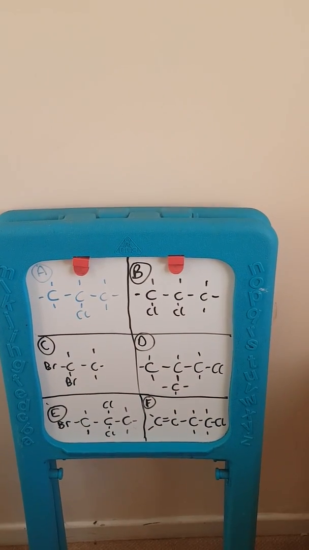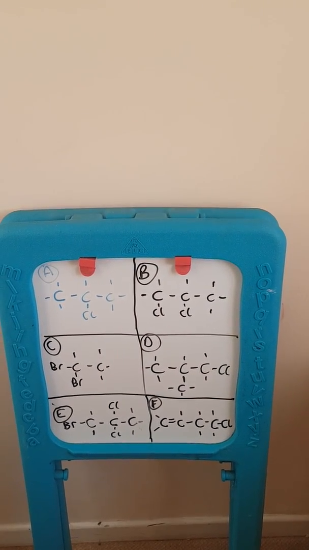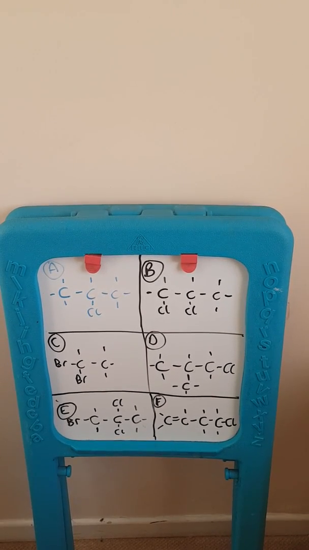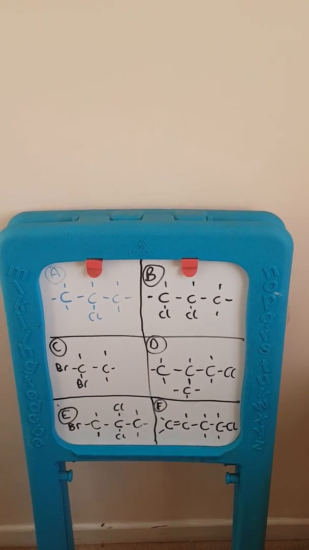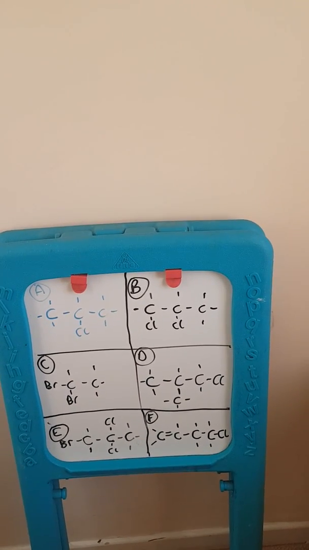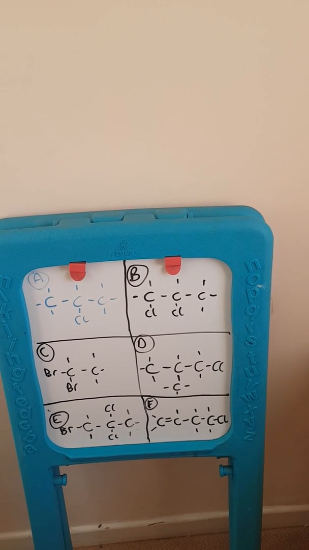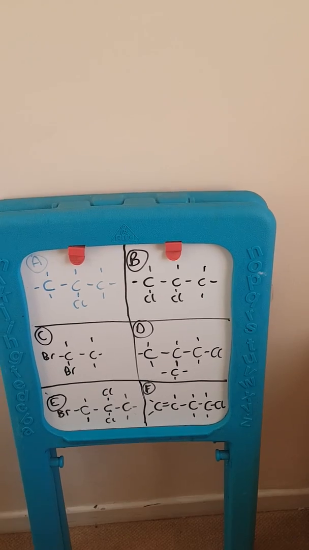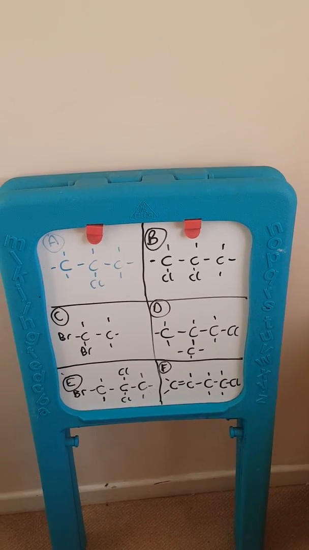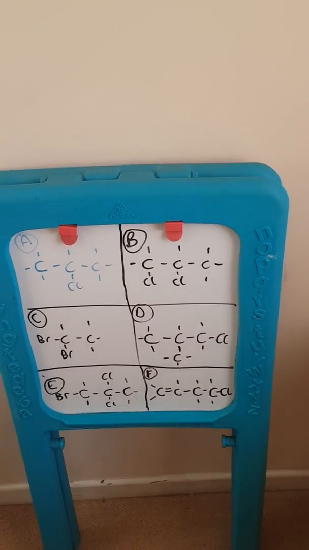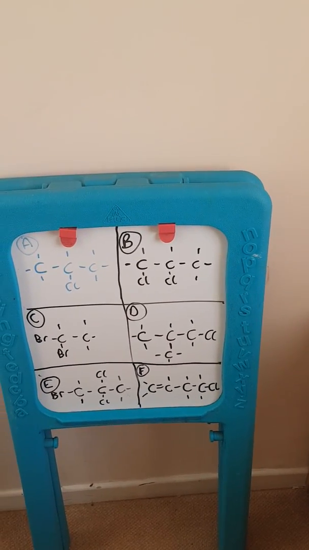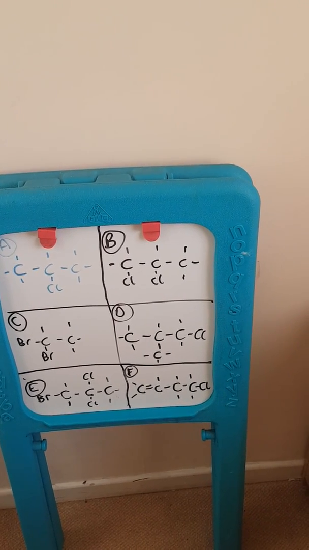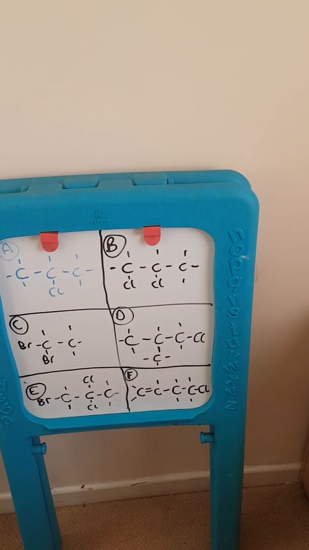C, 1,1-dibromoethane. Note, that was 1,1-dibromo, not 1-bromoethane. Are you allowed half a mark if you wrote 1-dibromoethane? Certainly not. This is chemistry, of course, not sociology. We don't do half marks. D is 1-chloro-2-methylpropane.